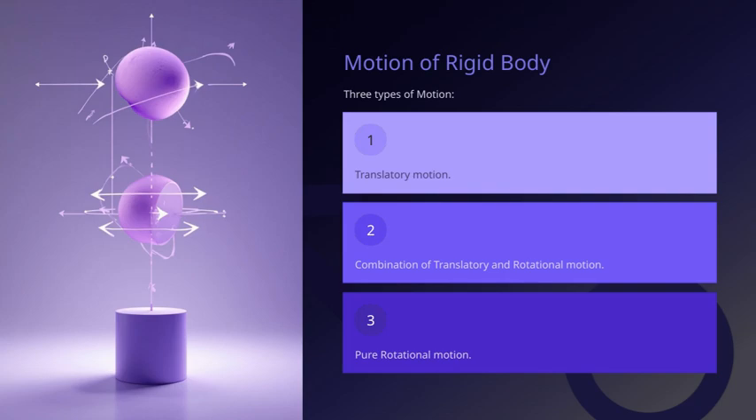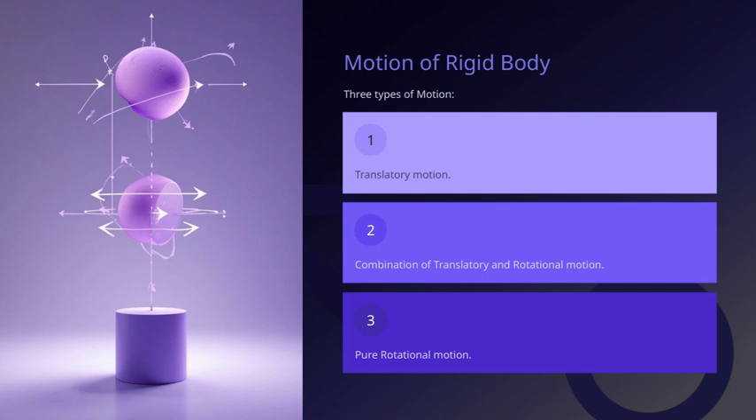Next, we have the combination of translatory and rotational motion. This is common in real-world scenarios, where an object not only spins but also moves from one place to another. For example, consider a rolling ball. It both rotates and translates simultaneously. Finally, we have translatory motion, which is when an object moves from one position to another in a straight line, like a car driving down the road.